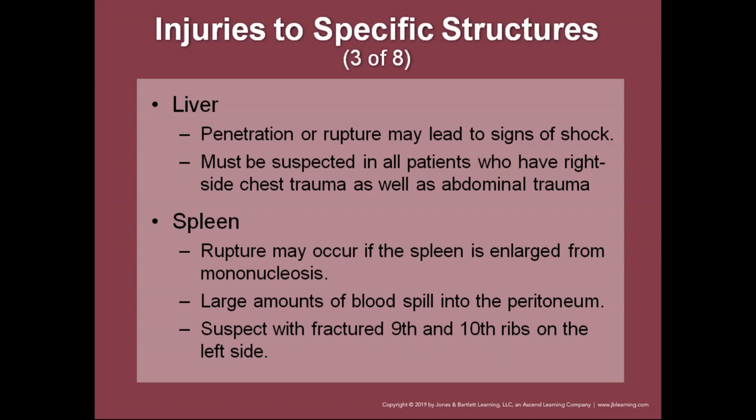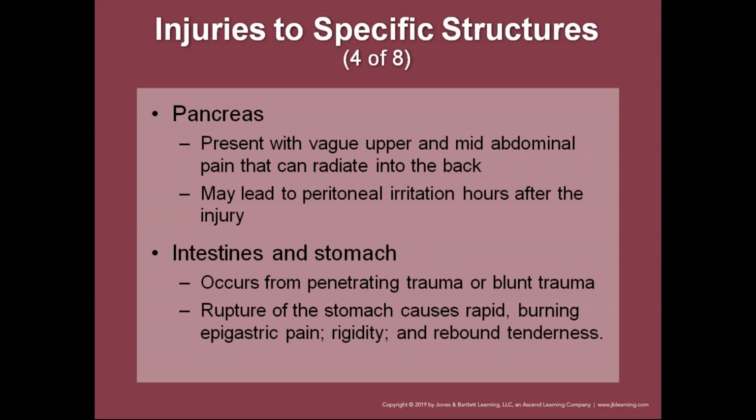So again, it's those rib fractures that are going to help lead you to suspect there could be some spleen rupture. Pancreas presents with vague upper and mid-abdominal pain that can radiate all the way into the back. May lead to peritoneal irritation hours after the injury. So it is not necessarily immediate onset. It could actually become worse.